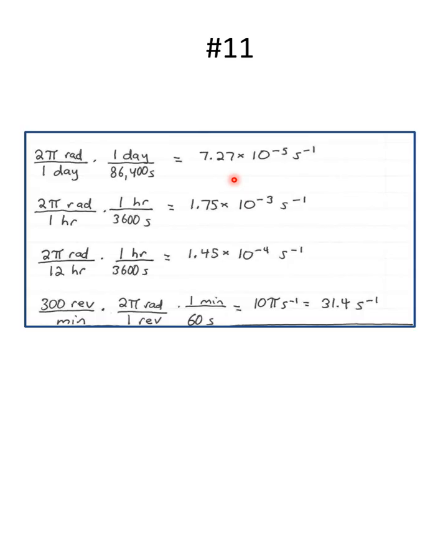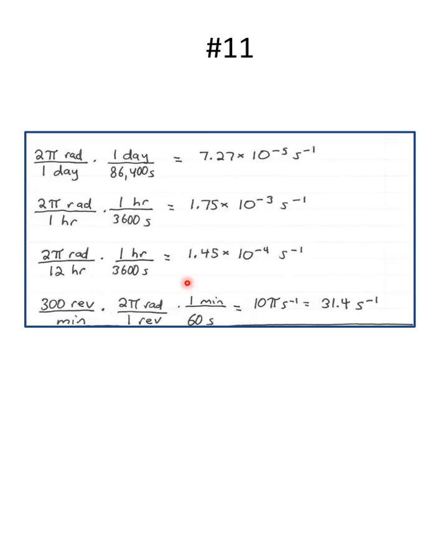Part B, the minute hand of a clock, and we think, well, the minute hand goes 2 pi radians in 1 hour, and let's do 1 hour over 3,600 seconds, so we get 1.75 times 10 to the negative 3 radians per second. The next one is the hour hand of a clock. So the hour hand goes around a full rotation, or 2 pi radians, in 12 hours. Do the conversion to seconds, and we get 1.45 times 10 to the negative 4 radians per second.